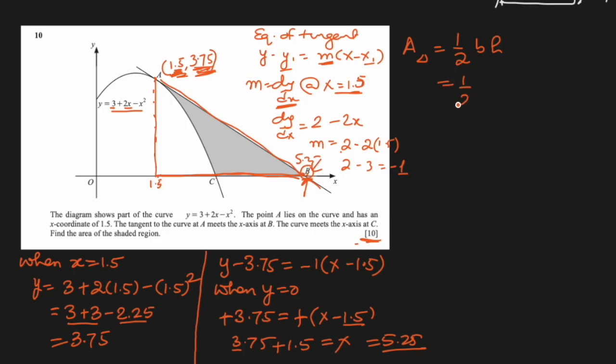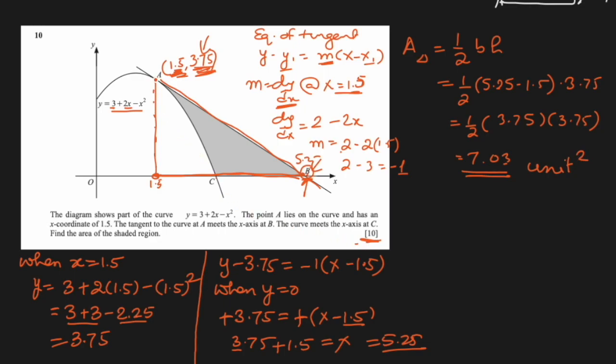Now we know the base of this triangle. We can find the area now. Half base will be 5.25 minus 1.5, right? We have to subtract till here, not the whole. Multiply by height. We found height earlier, which was 3.75. So height and base are exactly the same, 3.75 again, and the area is equal to 7.03125. Let's stay here, 7.03, units squared.